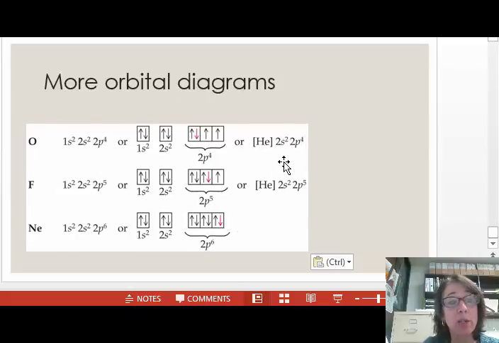Once we get to oxygen, which has four electrons in the 2p subshell, we need to start pairing. Oxygen has two unpaired electrons in the 2p subshell. Fluorine has one unpaired electron in the 2p subshell, and neon, with a full p subshell, has no unpaired electrons. Orbital diagrams allow us to clearly see how many unpaired electrons there are in an atom.